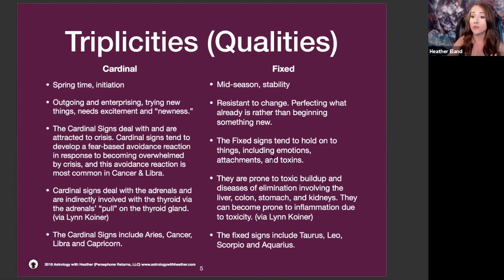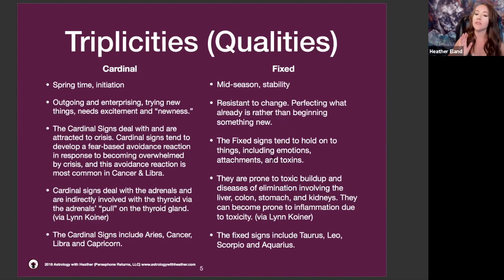Then we come into the fixed signs. The fixed signs are the mid-season signs. So these are the signs where the season has begun. We're in the middle of that season, and the weather patterns and the way things are going on a physical level in terms of our environment, it's pretty stable during that time. We're not in any form of transition. We're not beginning or ending the season. We're just kind of in it.